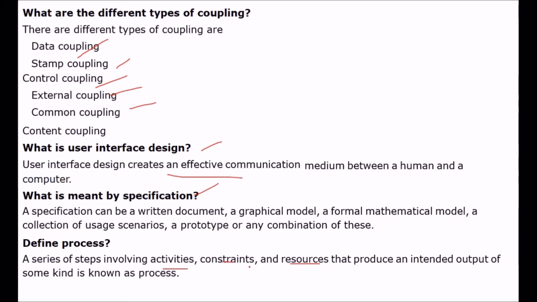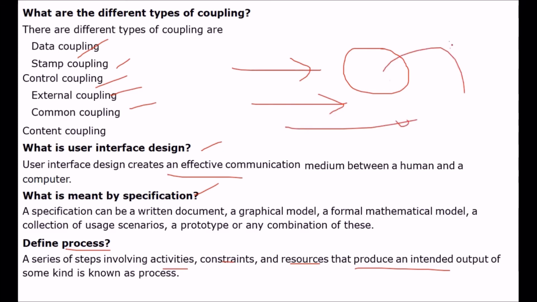Please read it very carefully. These processes are the series of steps which involve activities, constraints, and resources that produce an intended output of some kind. This is known as a process. So you have a process. There are various steps involved in this process. You have activities, constraints, and resources, and this process eventually produces the output.